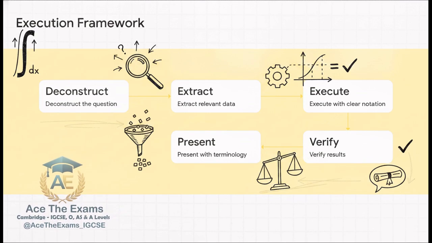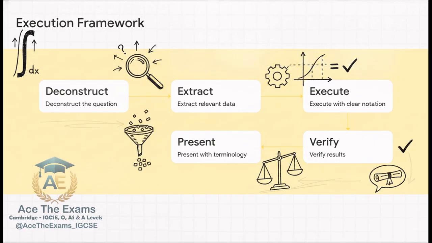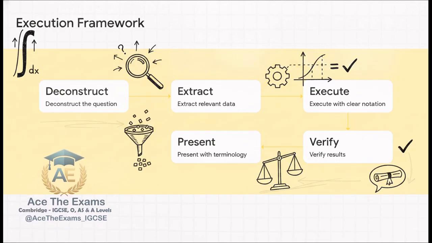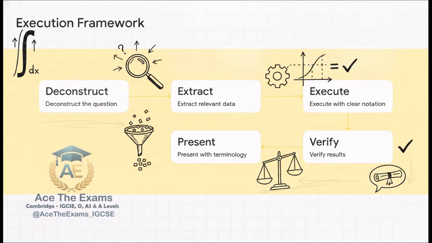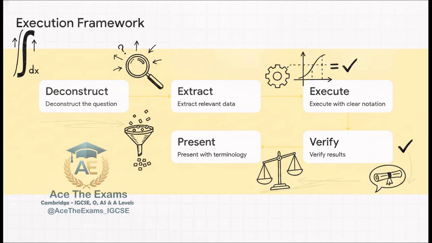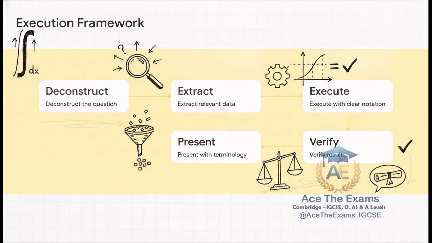Think of this as the math version of the Peel framework. Make your point, show your evidence through working, explain the steps via notation, and link it back to the derivative. Step 4. Verify your results. And finally, Step 5. Present your final answer using the correct mathematical terminology. If you follow this chronological sequence, you leave absolutely no marks on the table. It is a foolproof system.